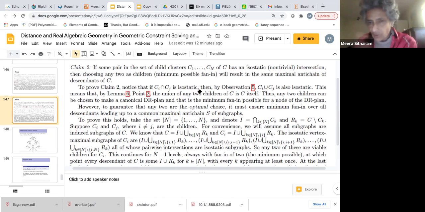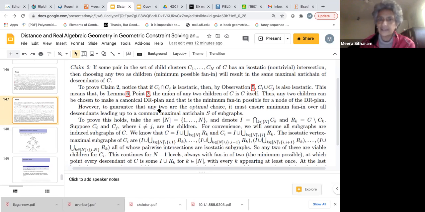This is all based on the fact that the overall graph is independent. This means that by isostatic, remember, is minimally rigid. This means that the union of any 2 children, again by the lemma, the union of any 2 children of C is C itself. Thus, any 2 children can be chosen to make a canonical DR plan that is the minimum possible fan-in node for that DR plan.